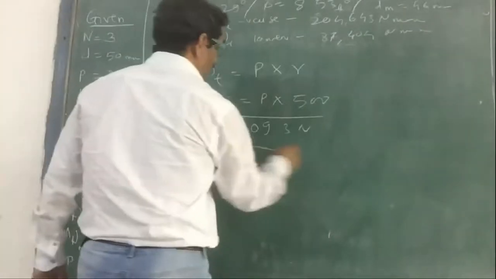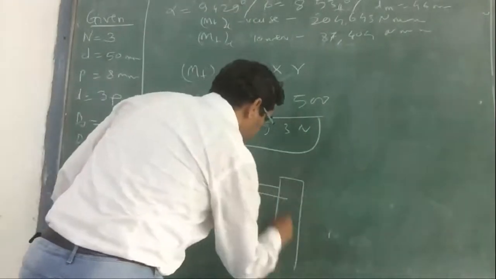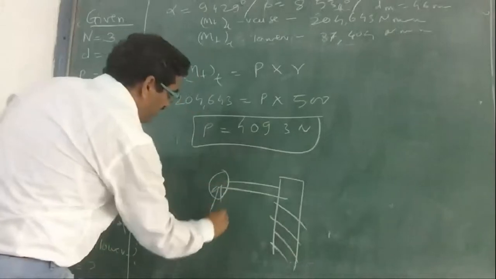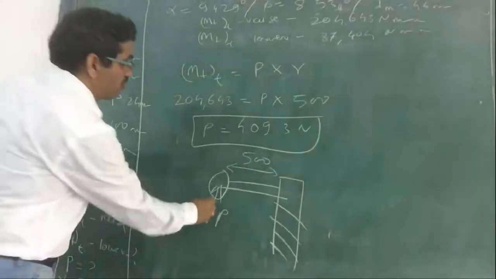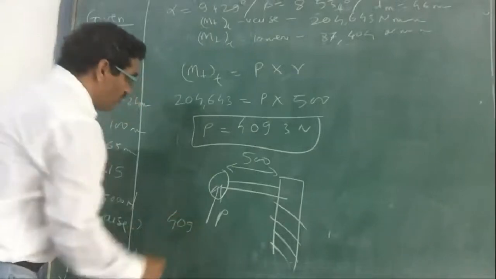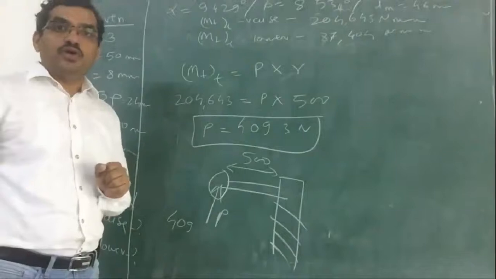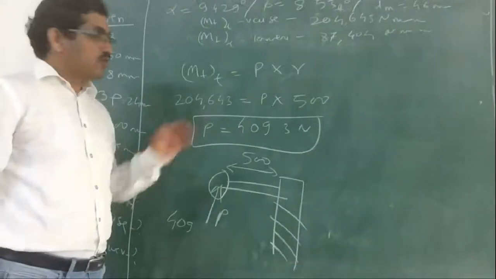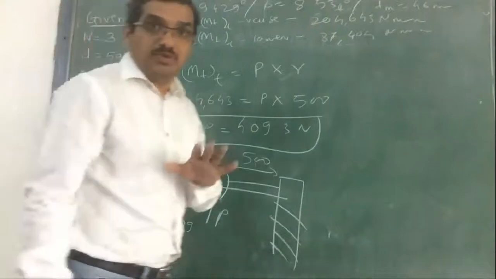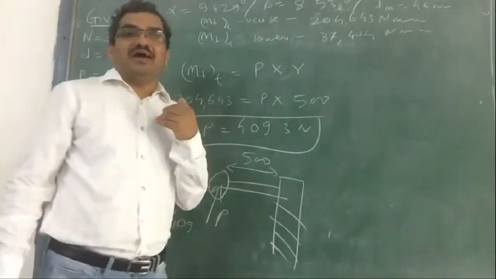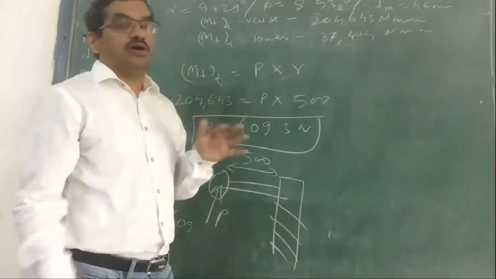Now if we say this is the screw and we are putting P here, and this radius is now given as 500. So with this radius, this P will be required as 409. So with 409 into 500 we will get a torque of 204,643, right? That torque will be enough to raise the load, which is basically enough to overcome the friction of the surfaces of the thread plus the collar friction torque.